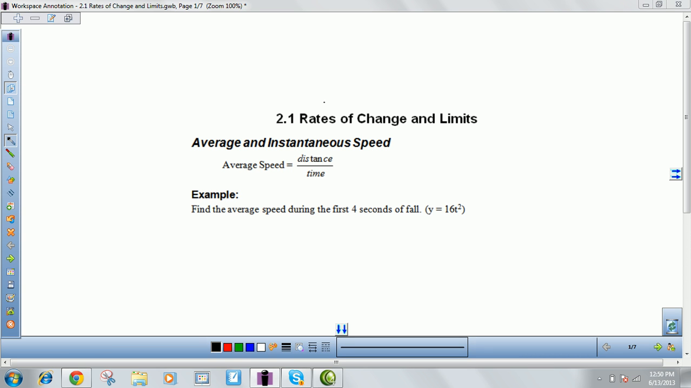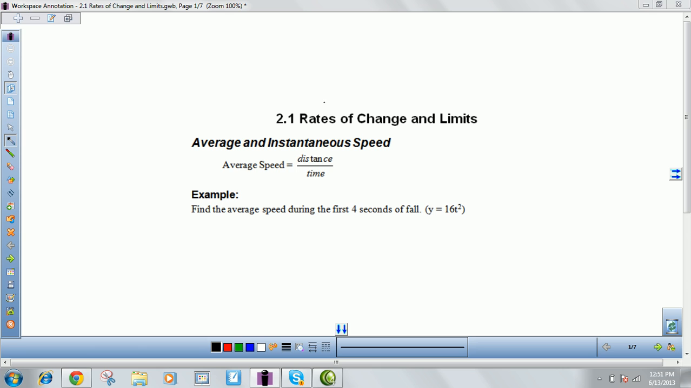Okay, in this video we're going to be taking a look at a few things. We're going to be looking at an introduction to limits, how to pronounce limits, what limits are in a sense, what a limit looks like algebraically, mathematically, then graphically. Then we're going to talk about average versus instantaneous rate of change.